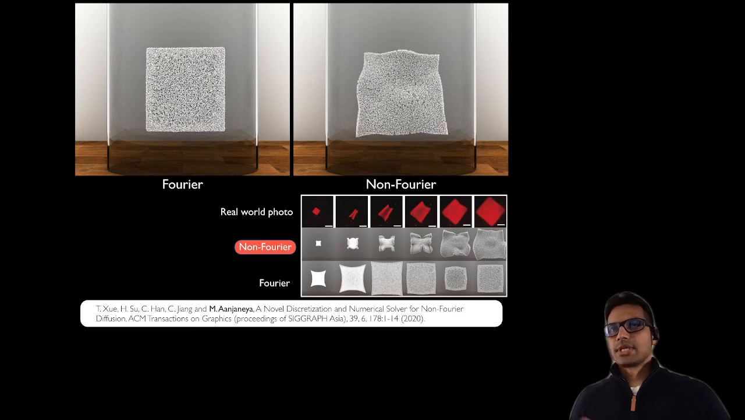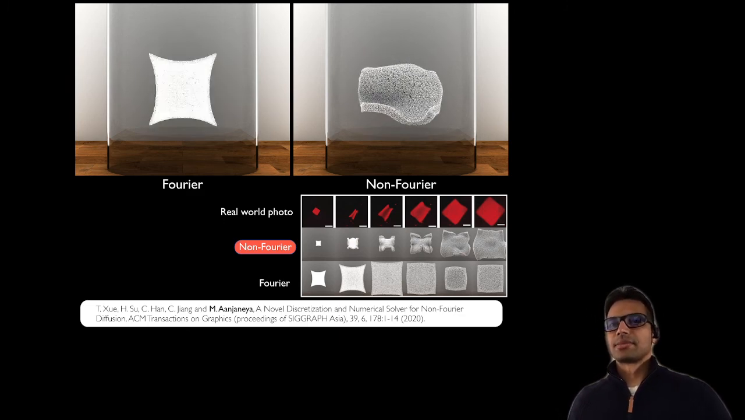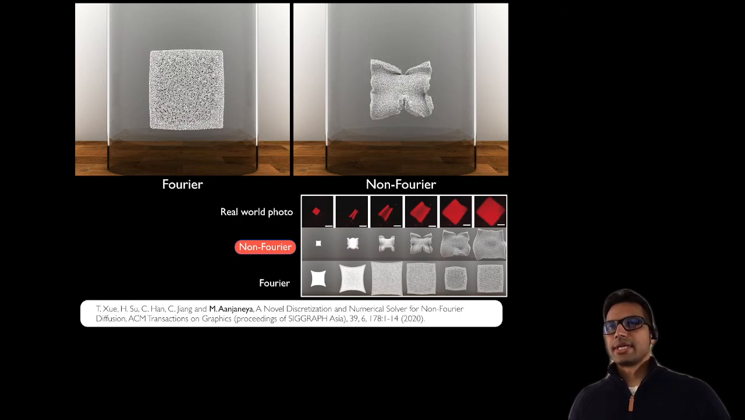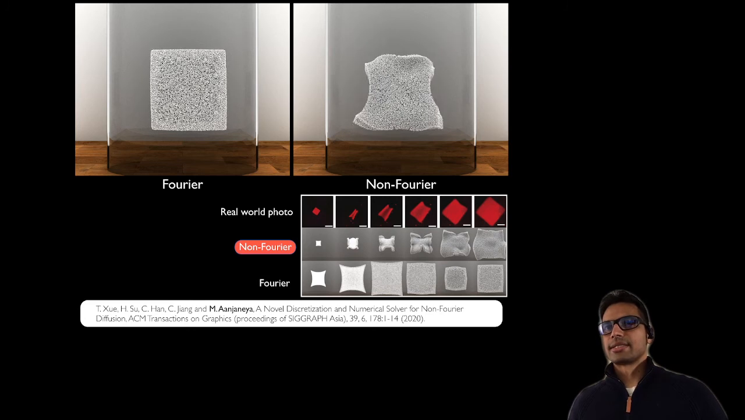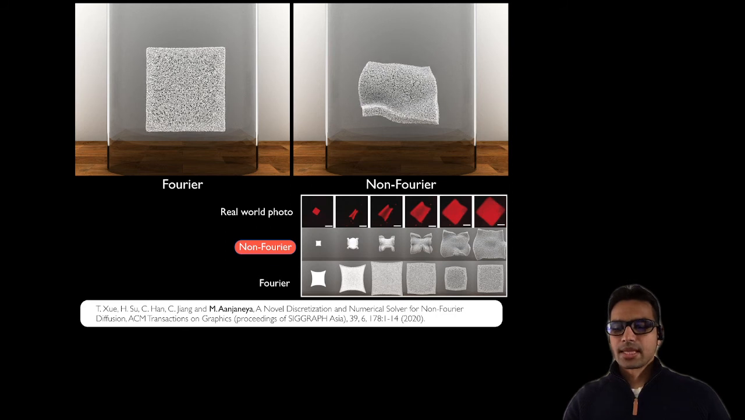So our results are only qualitatively similar, and more research is required to see if CF diffusion is sufficient for matching to real world footage. So we did not explore that in this work, but that's an interesting problem for future research.